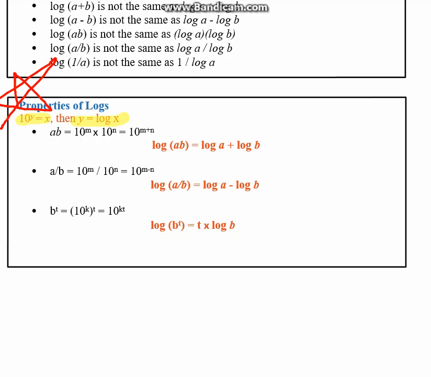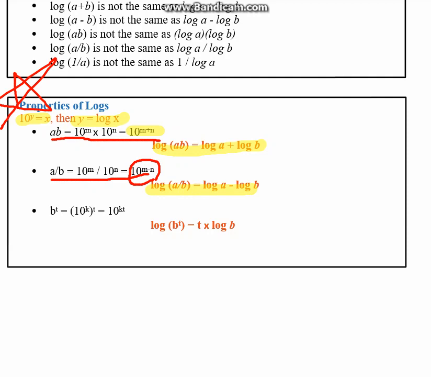And since we know this, because we've done this a lot during functions, a times b is going to equal 10 to the m times 10 to the n. This is the same as 10 to the m plus n. So we use this exactly here. Log inside the parentheses a times b is going to equal log a plus log b. Again, here, a over b, if we say that this is 10 to the m over 10 to the n, is the same thing as 10 to the m minus n. Again, we use this here, exactly. Log inside the parentheses a over b is log a minus log b.